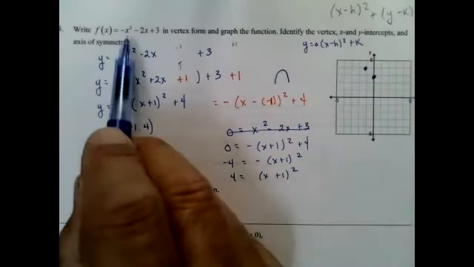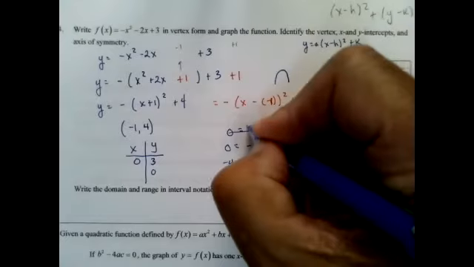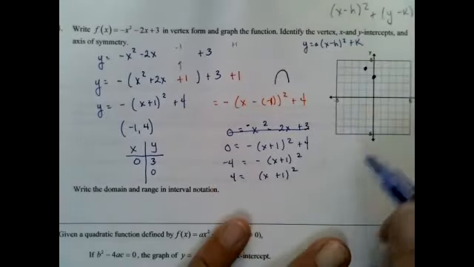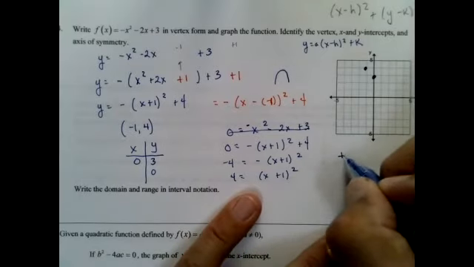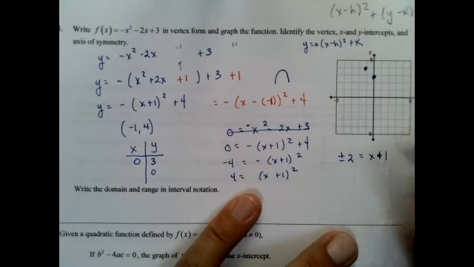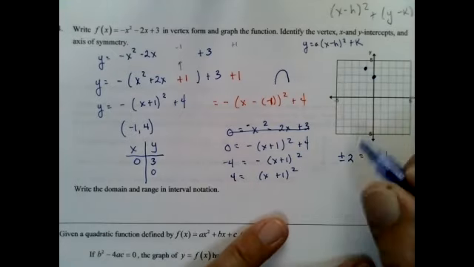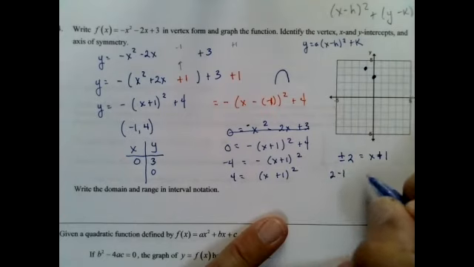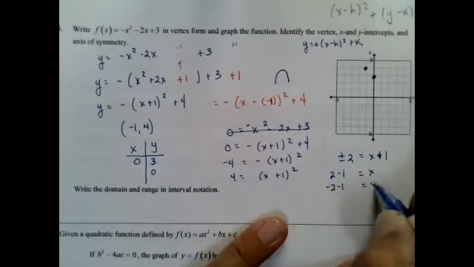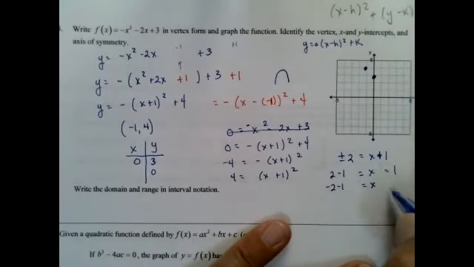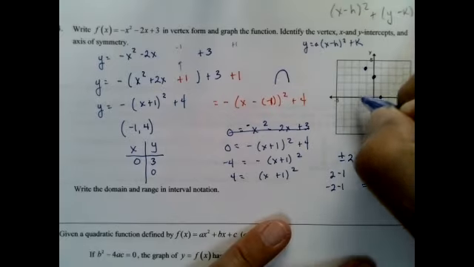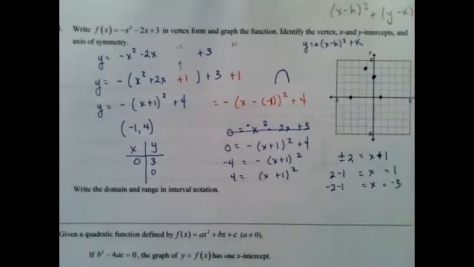Oh, now I remember why this didn't factor, because I didn't write the negative x out front. Maybe it would have factored if I had done that. But anyhow, this is good practice. Take the square root of both sides. Plus or minus 2 equals x plus 1. I'm going to subtract 1. So now I have 2 minus 1 equals x, and I have negative 2 minus 1 equals x. Or 1 and negative 3. There's 1. There's negative 3.